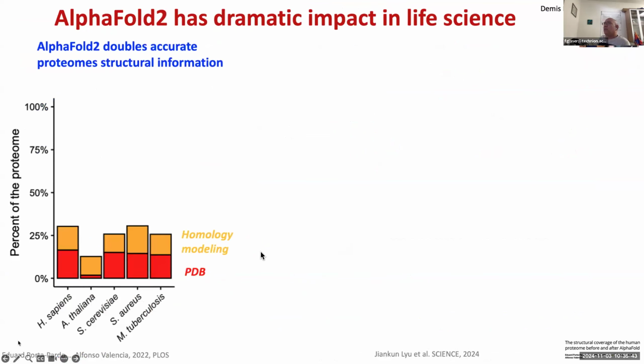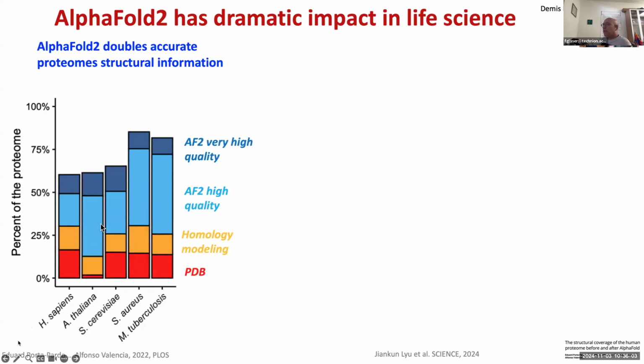And as you know, this has had a dramatic impact in life science. Before AlphaFold, we had information about 25% of different proteomes, for example, Homo sapiens, if we put together the PDB experimental information and homology models, which were very good models. But when we add the information obtained by accurate models from AlphaFold, this almost doubles the accurate structural information we have now. So this is really amazing, and as you know, has a really, really dramatic impact.